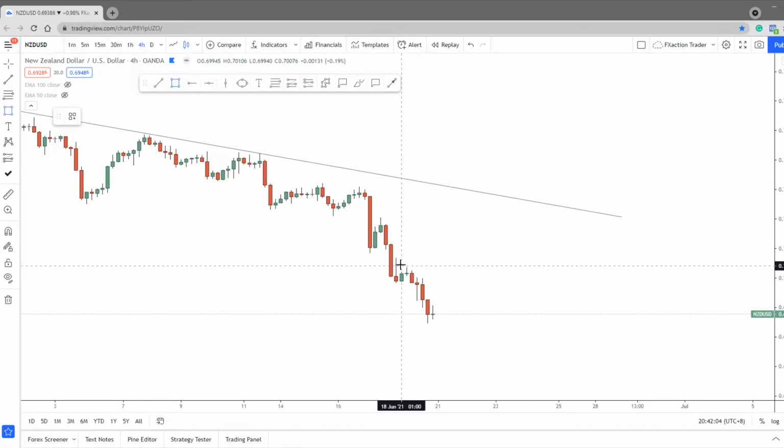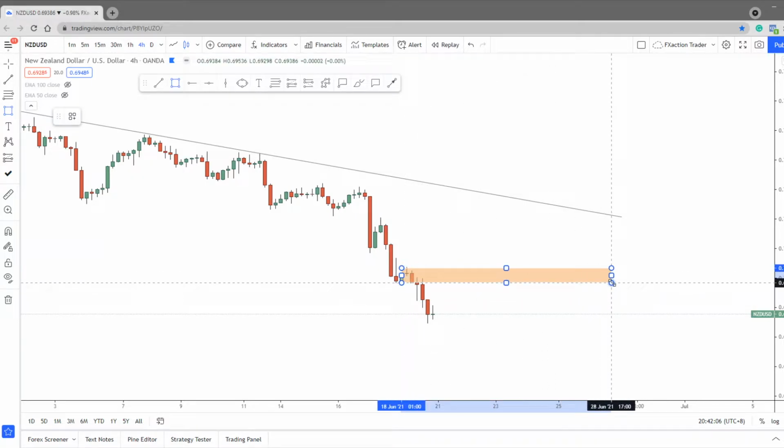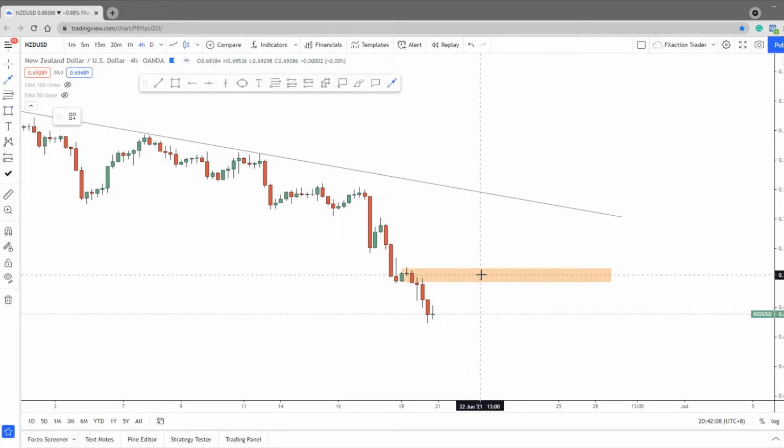And the nearest key level is actually here. All right, so we should wait for the pullback and look for a sell signal after the market retests this key level at 0.699 or 0.70.